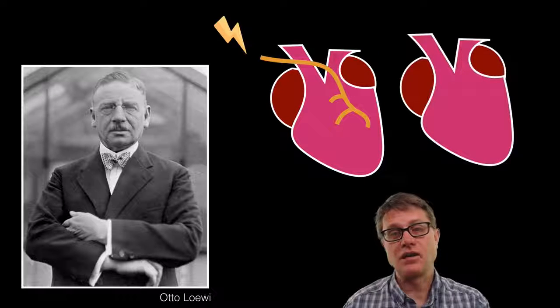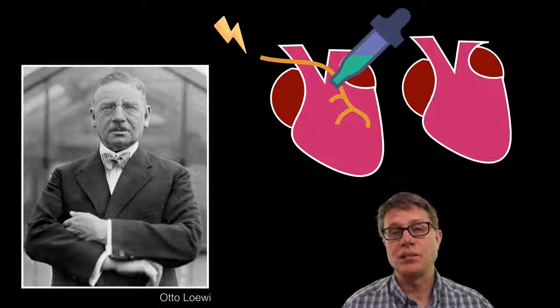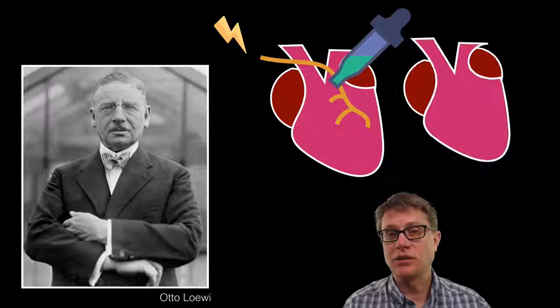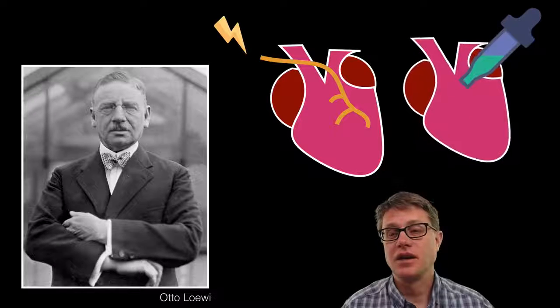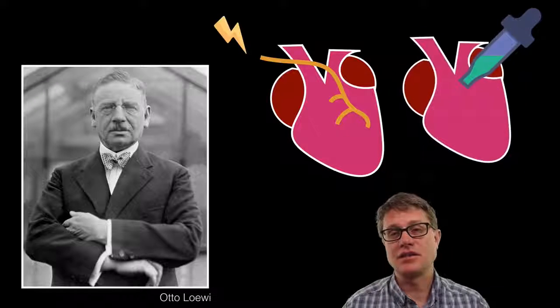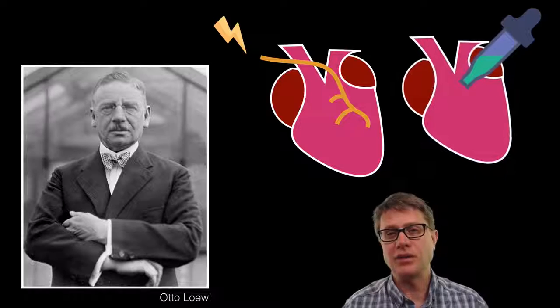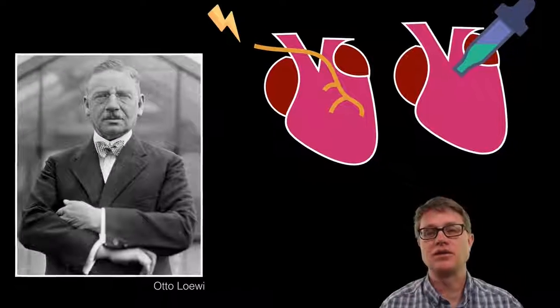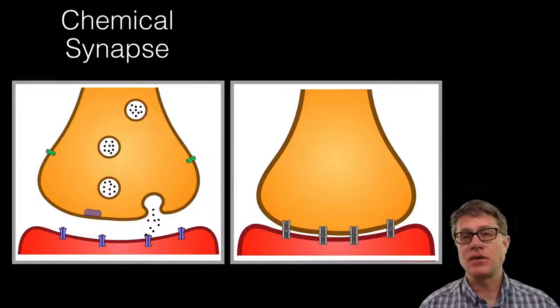He then took another heart from a different frog, but he removed the vagus nerve, so there's no neuron there. He got it beating, but he moved some of the liquid from the stimulated heart to the non-stimulated heart, and it slowed down as well. What did that mean? There was something in the liquid. He discovered these neurotransmitters, and he discovered a chemical synapse.